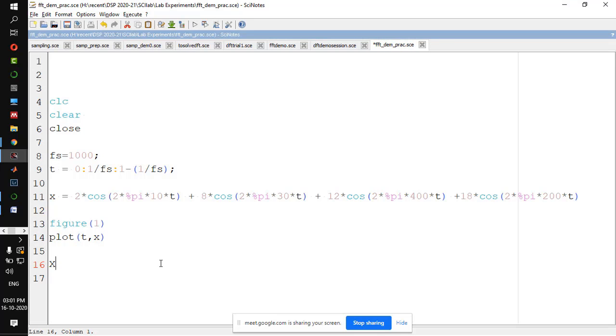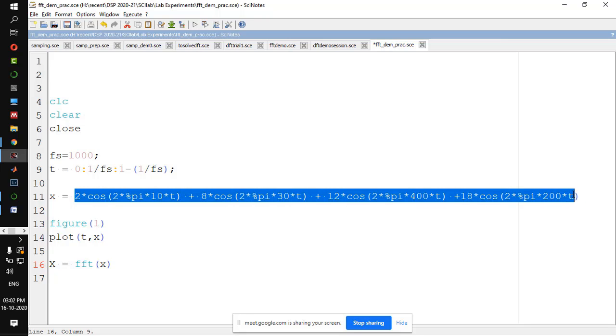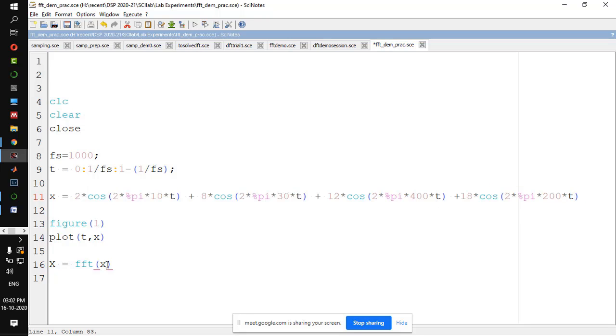So capital X, that is x of k, is equal to, how do I take it to the frequency domain? It is as simple as FFT. What is this FFT? It's a command which will find the DFT of the time domain signal x. FFT of x. By default, the number of points in x of n, the same number of points it will take if you don't give the number of points.